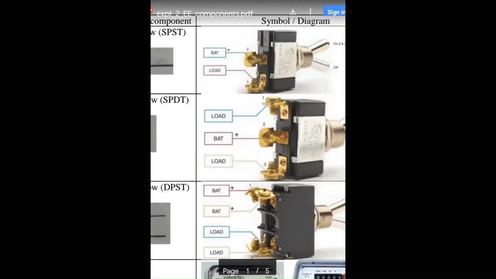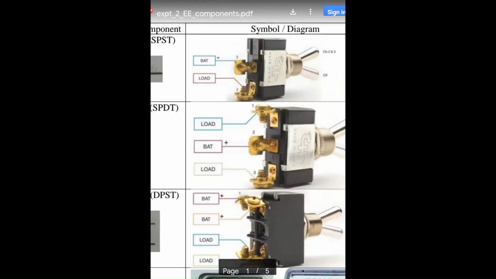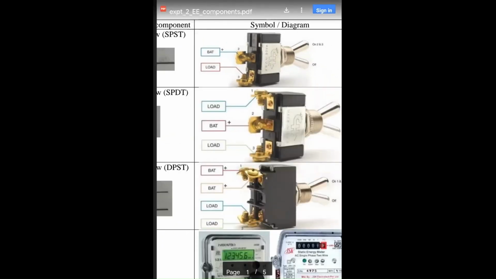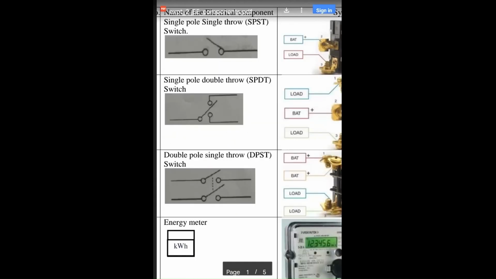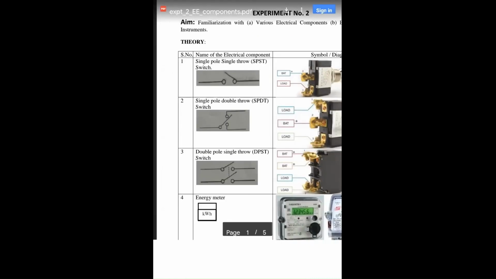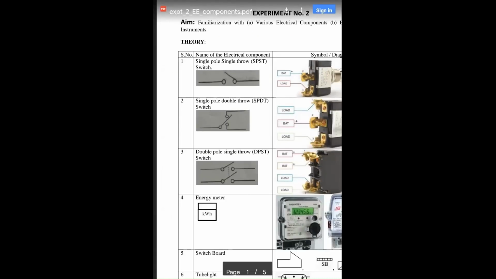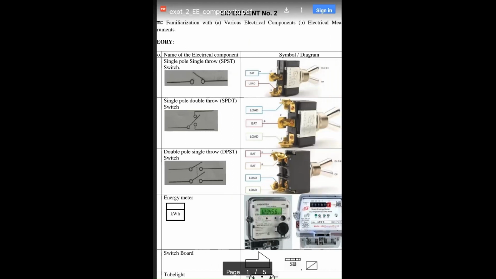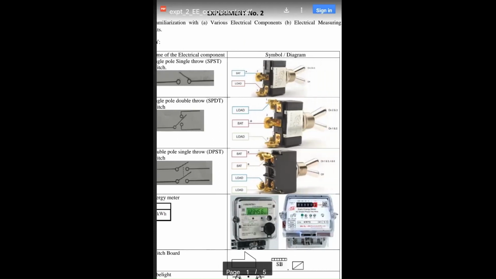So here the battery is connected to one end and the load is connected to the other end. This throw switch is operated up and down to meet our requirement, and this is the symbol of the SPST. Similarly, the single pole double throw is here. Here the battery is connected and the load is connected to two positions. Okay, so its diagram is as shown.